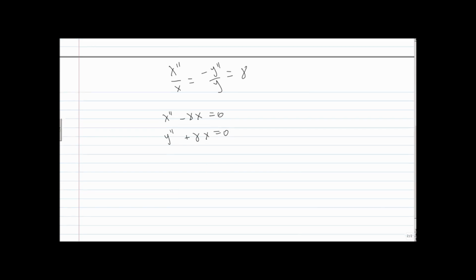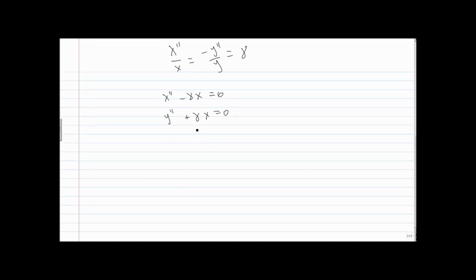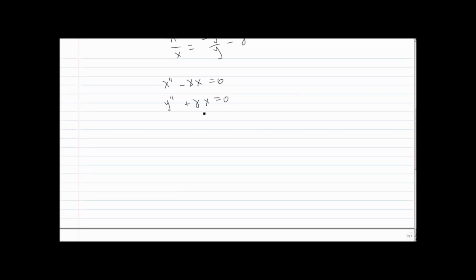Okay, so these are 2 second order linear homogeneous ordinary differential equations. They're easy to solve. So what we want to do is find the characteristic equation of each one. I'm going to call this equation 1, call this equation 2.